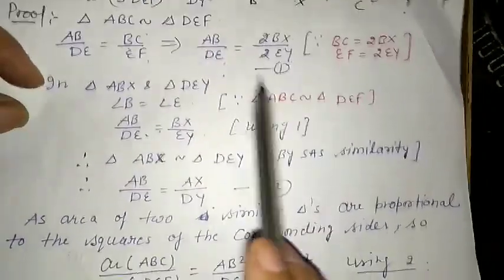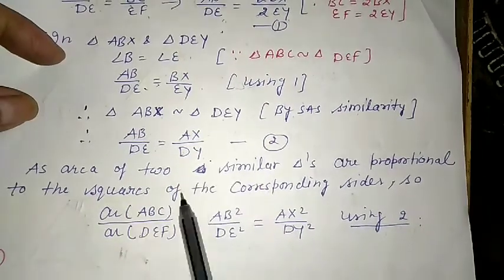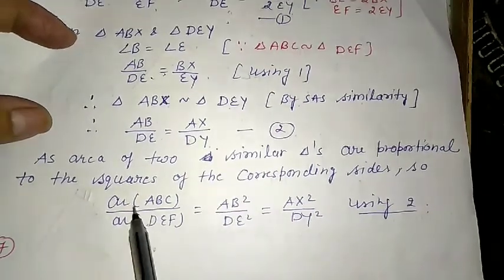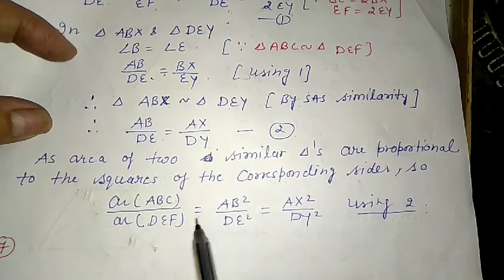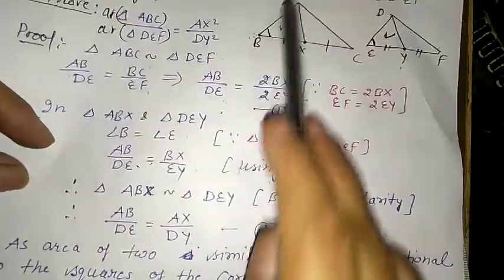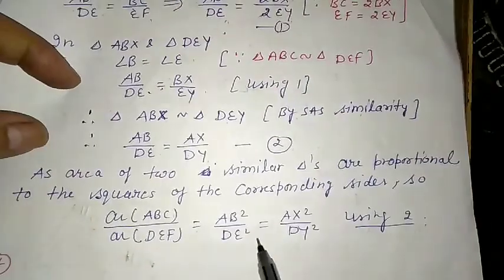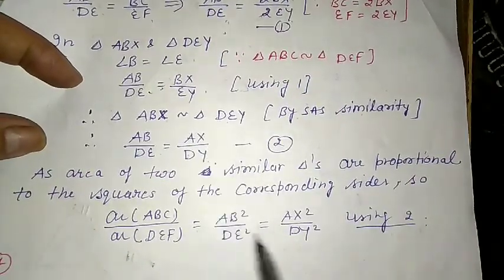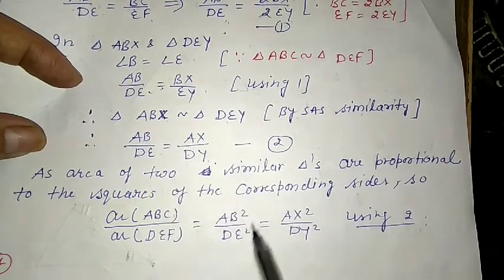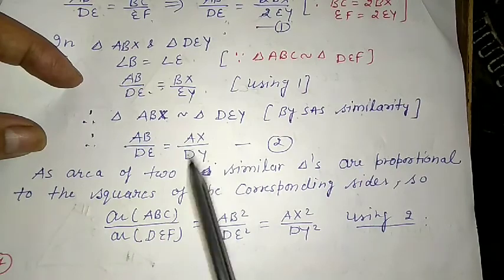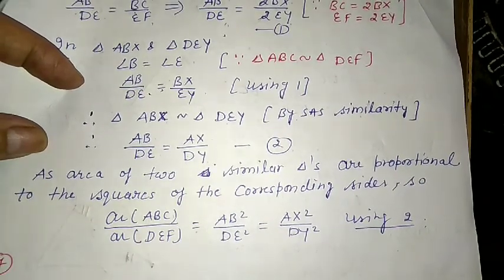Now it is given that the areas of two similar triangles are proportional to the squares of the corresponding sides. So area of ABC upon area of DEF, we know this theorem, is equal to AB square upon DE square. From the second equation we can replace AB by AX and DE by DY.